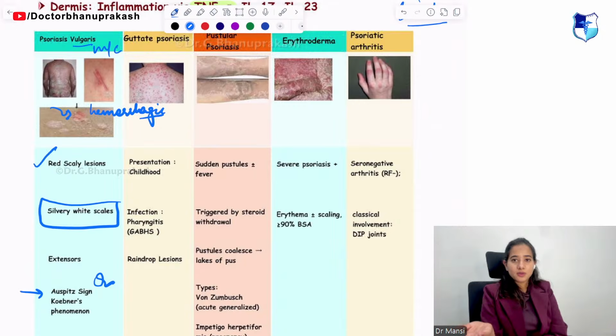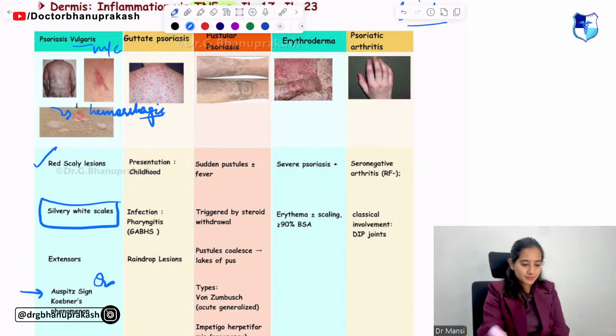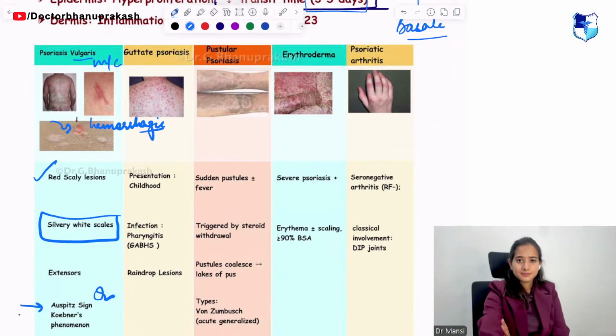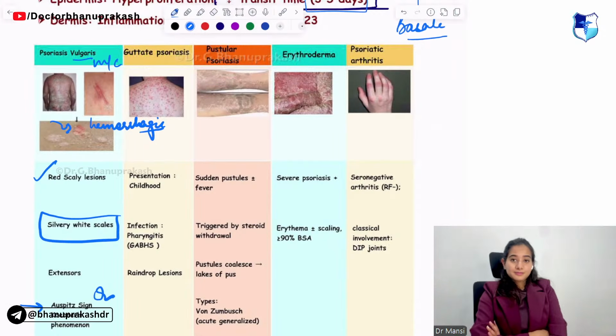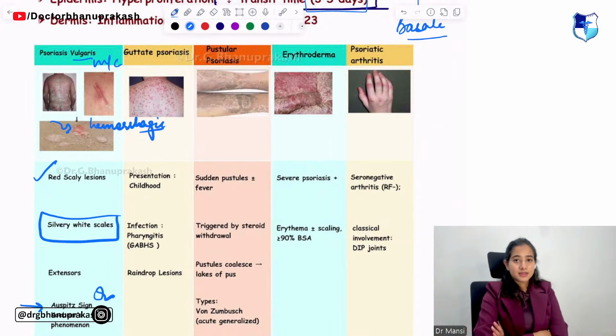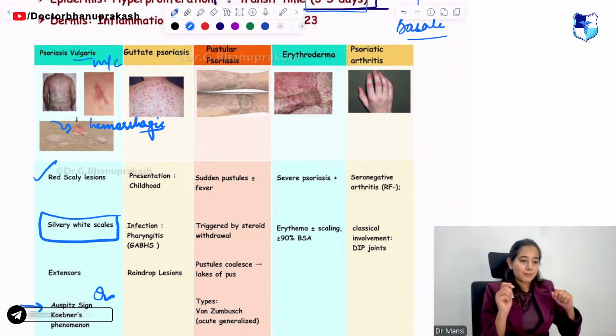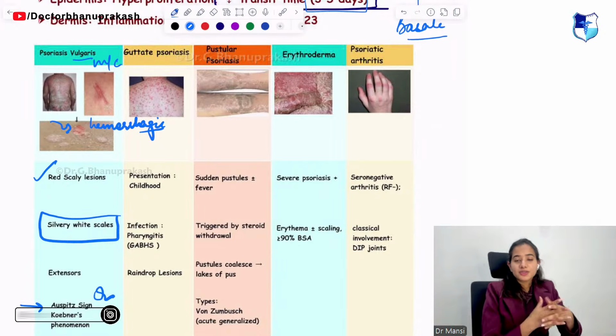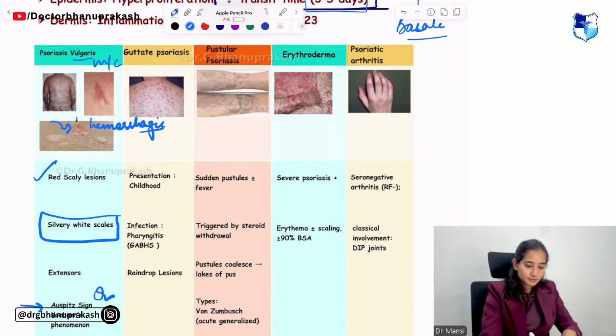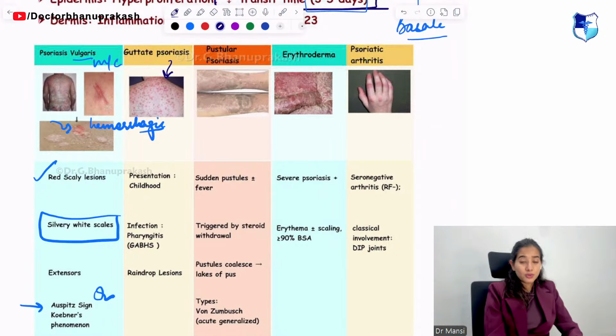Where else did we just read Koebner's? Pranjal, yes. Where was it? Pinpoint bleeding is there. Yes, this is the Auspitz sign. So when does it happen? When you scratch the lesion with the glass slide. This is the vitiligo, absolutely. So now we have two conditions already where Koebner's is positive. So you have to look for these signs because they are going to help you make the diagnosis.